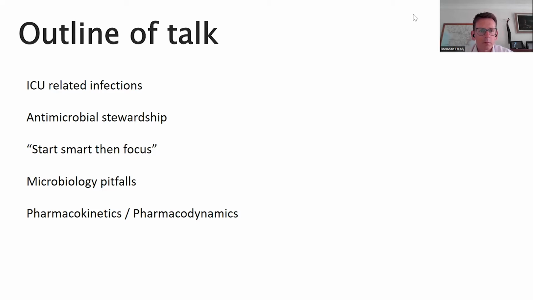So as an outline, I'll begin by talking a little bit about the types of infections that you see in critically ill patients on the intensive care unit. I'm going to talk about antimicrobial stewardship, a bit about start smart then focus, and microbiology pitfalls, the things that we see when we're doing our ward rounds on ICU, where clinicians sometimes get a bit confused in relation to microbiology. And then I'll finish by talking about the pharmacokinetics and pharmacodynamics of antibiotics and how that can be challenging in the critically ill patient.